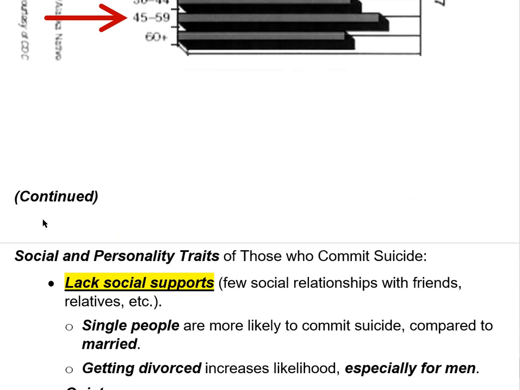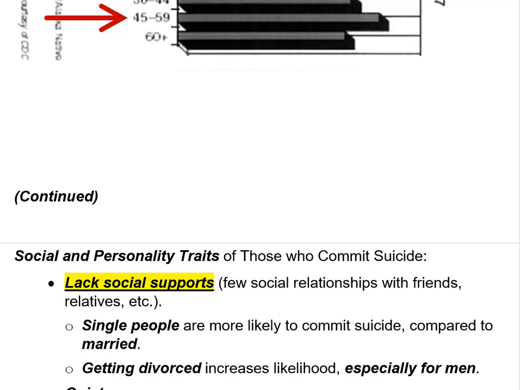Next topic is social and personality traits of those that commit suicide. This is where it becomes more psychological as opposed to sociological. Researchers that are interested in suicide will conduct a kind of research that's called psychological autopsy. Somebody commits suicide. You look up the family and friends of this individual, and you ask, what kind of person was he or she? What was their personality like? What was going on in their lives at the time that they committed suicide?